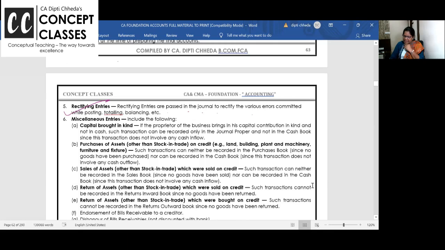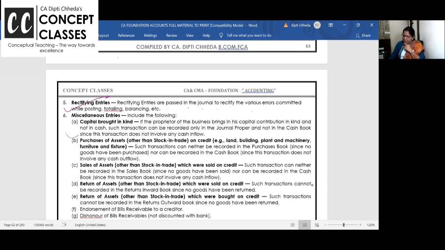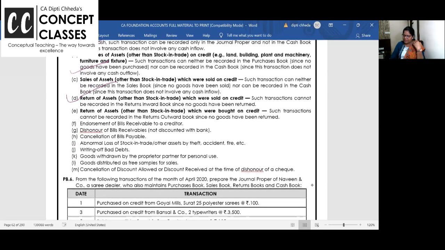And miscellaneous entries. Capital brought in, asset purchased on credit, sale on credit and so on. Bills receivable if endorsed to creditor, creditor to bills. ऐसे थोड़े entries हैं ना, where cash, bank and all is not involved, like bad debt. What's the entry of bad debt? Bad debt to party. Is it related to sales, sales return and all? No, no. Bad debt is your expenditure and party you have to credit.